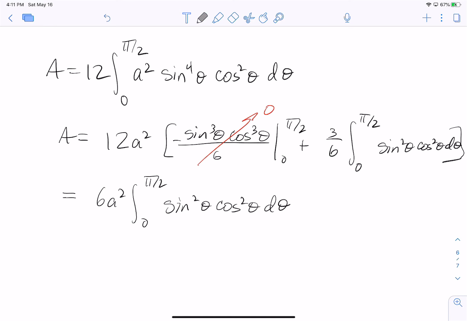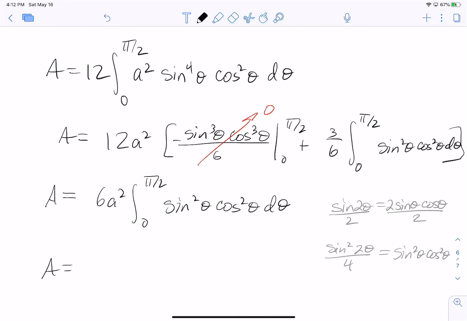Now we could use that form again, or as it turns out, the sine of 2 theta is equal to 2 times the sine of theta times the cosine of theta. And so if I divide both sides by 2 and then square them, I get that the sine squared of 2 theta over 4 can replace the sine squared of theta times the cosine squared of theta. So the area then becomes 3 over 2 a squared, because we have 6 divided by 4, times the integral from 0 to pi over 2 of the sine squared of 2 theta d theta.